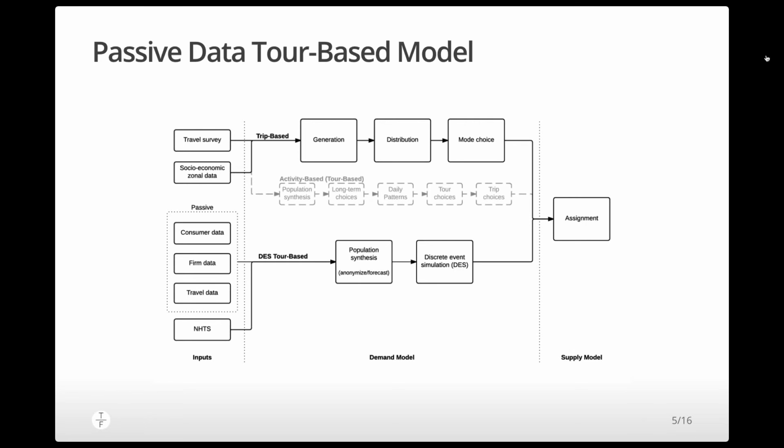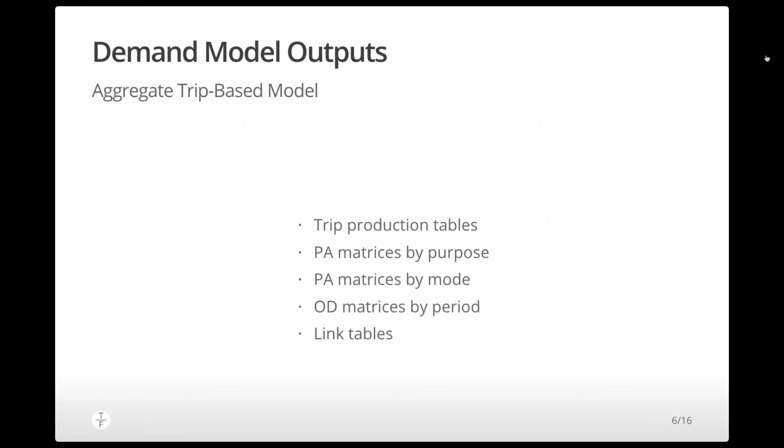And we train this DES using the NHTS tour pattern. Using the synthetic population in the DES, we model the same aspects of behavior that we model in the four-step or activity-based model, but with a unified simulation rather than sequential steps. And in the same way, the trip-based and activity-based model feed into a static or dynamic traffic assignment model, this demand model does as well.